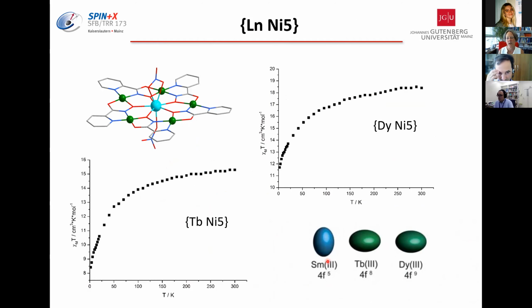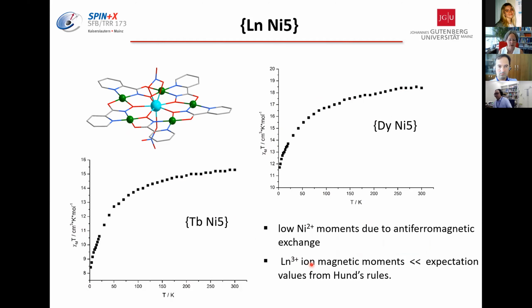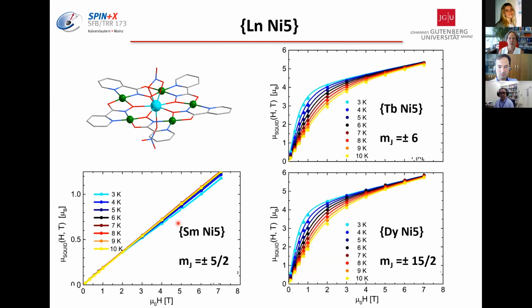And of course, as we had the samarium in mind, we prepared also the samarium compound, but we also had access to the terbium and the nickel dysprosium. The terbium and nickel dysprosium already showed from the very simple chi T data that we have almost no contribution from the nickel ions, and this is simply because they are strongly exchange interacted. They show antiferromagnetic exchange interaction. So our moments basically arise only from the lanthanide. And of course, we do so for the magnetic moments in dependence of the magnetic field.